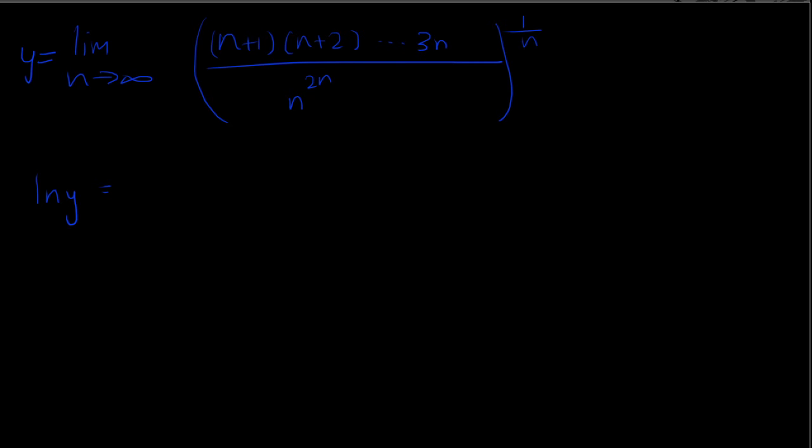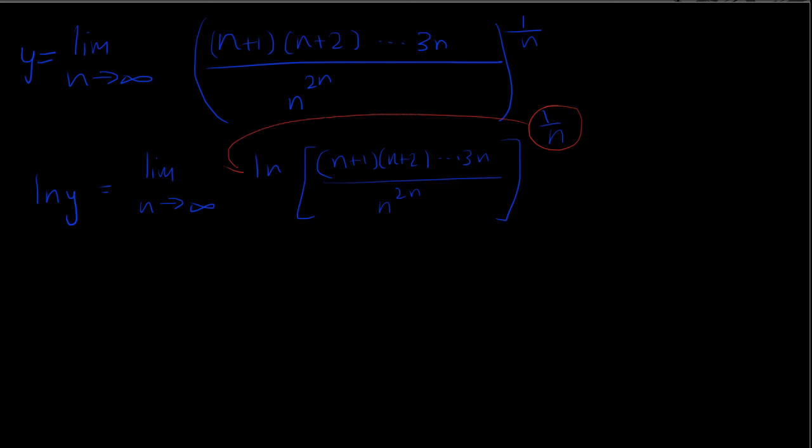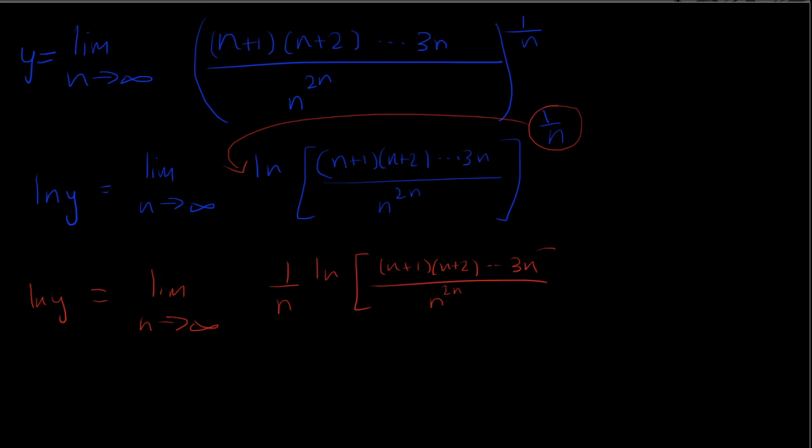So when I take the natural log, I'm going to bring the natural log inside. So it's like the natural log of this whole thing, the n plus 1, n plus 2, all the way up to 3n, over n to the 2n, and then raise that to the 1 over n power. The natural log is going to bring this exponent out in front. So we get ln of y equals the limit as n approaches infinity of 1 over n times the natural log of n plus 1 times n plus 2 all the way up to 3n over n to the 2n.